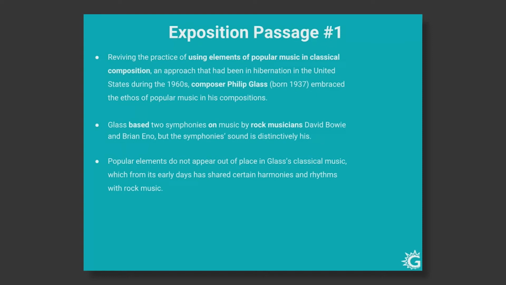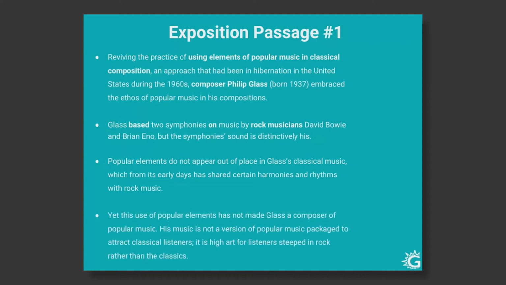We saw that Glass based his symphonies on music by rock musicians. Now we know he's been doing that for a long time. It's got a lot of harmonies and rhythms linked to rock music. And popular elements are therefore not surprising in Glass's classical music.